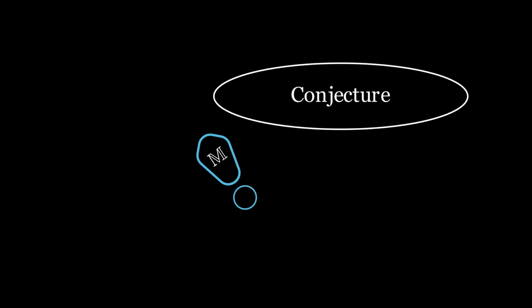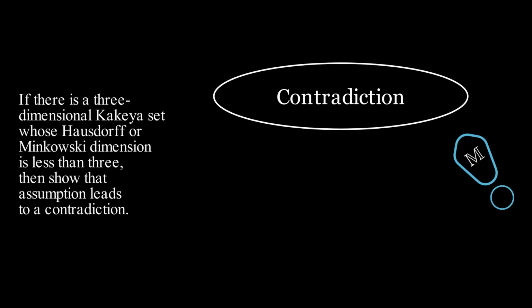Alright, let's start with the big ideas. When mathematicians want to prove a conjecture, a classic move is proof by contradiction. For the Kakeya conjecture, this is pretty straightforward. We assume there is a three-dimensional Kakeya set whose Hausdorff or Minkowski dimension is less than 3. Then show that assumption leads to a contradiction.